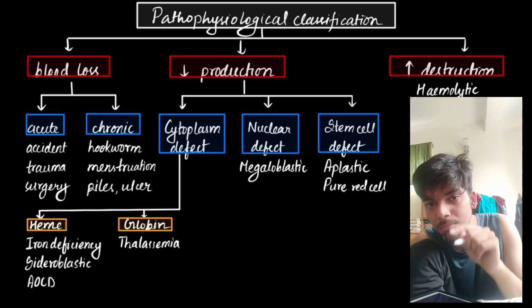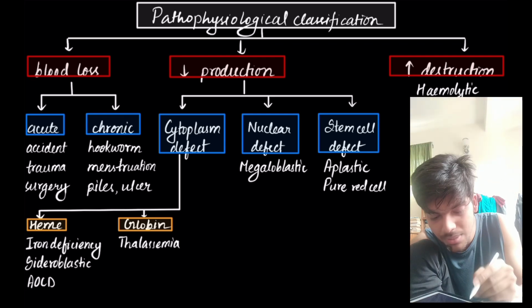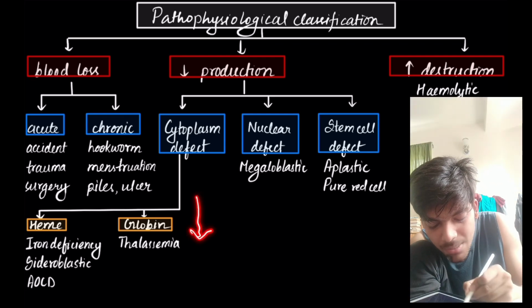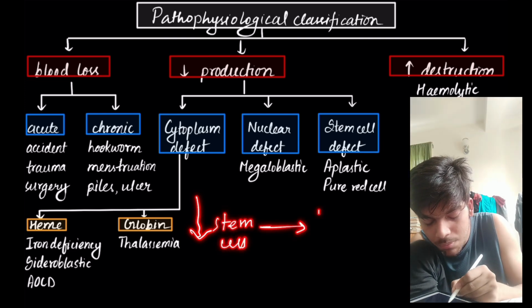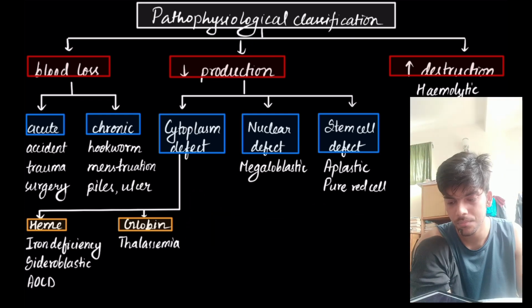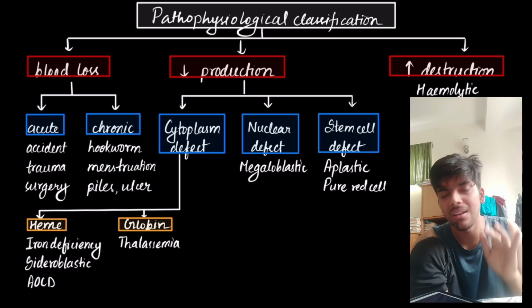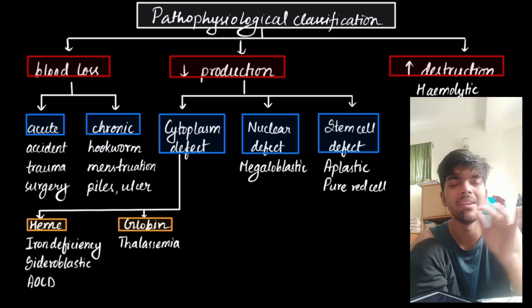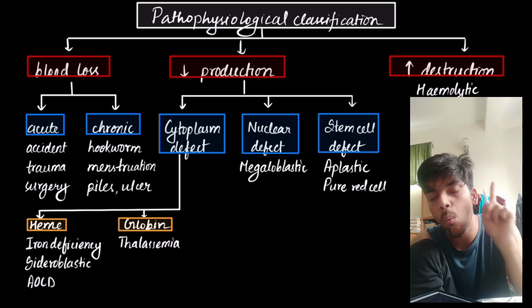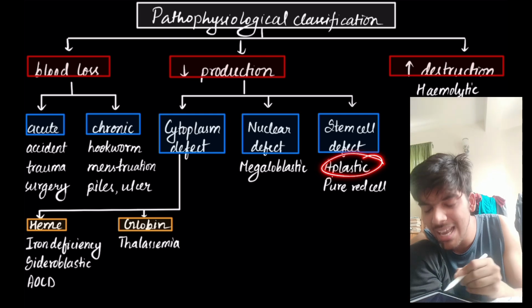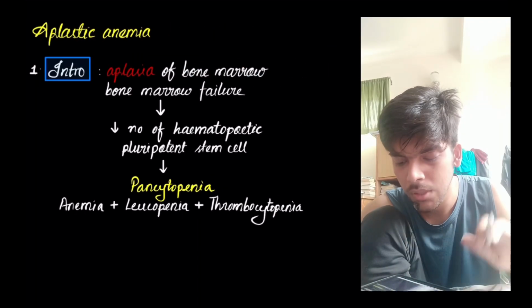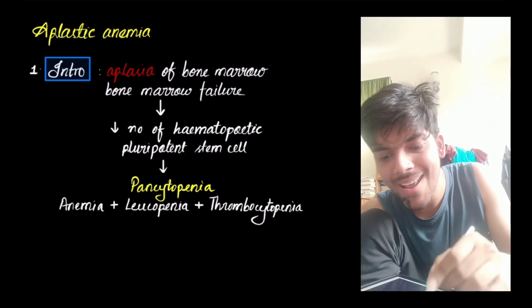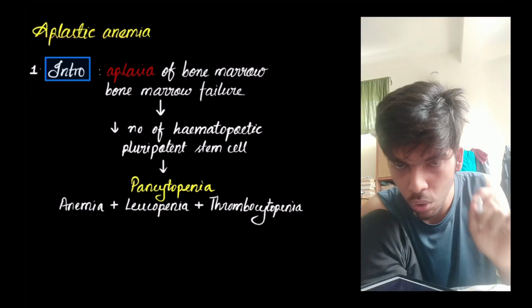But in stem cell defect, there is decreased production of stem cell, and due to decreased production of stem cell, there is decreased production of red blood cell. So out of the various stem cell defects leading to decreased production of red blood cell leading to anemia, we are going to look at one of them, and that is aplastic anemia. Let's begin. So aplastic anemia, first, introduction.